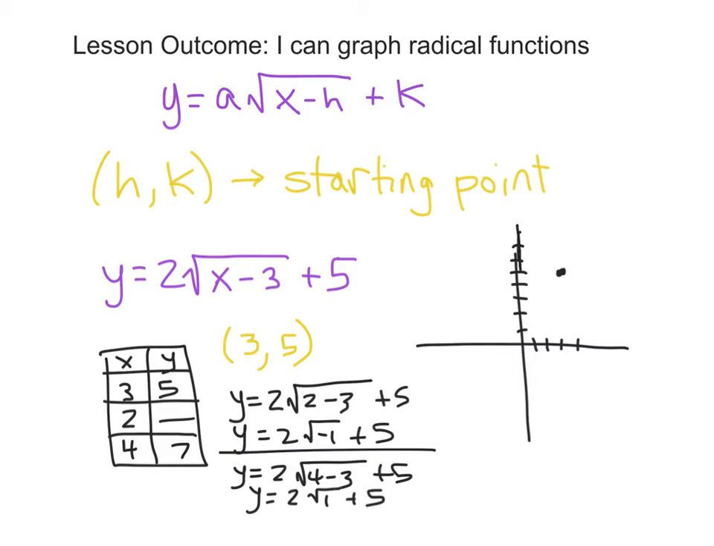So (4, 7) is right about here. And it's not going to be a straight line through these points. It's not going to be a parabola. But we do know that this point is the starting point, and it's going to curve up and through this point as a half of a sideways parabola. Notice if I had continued it the other direction, I would get a sideways parabola.